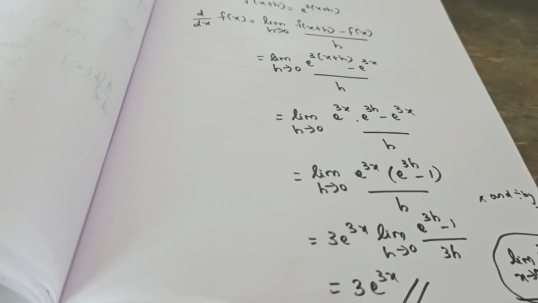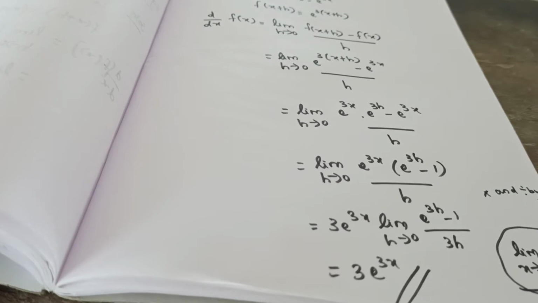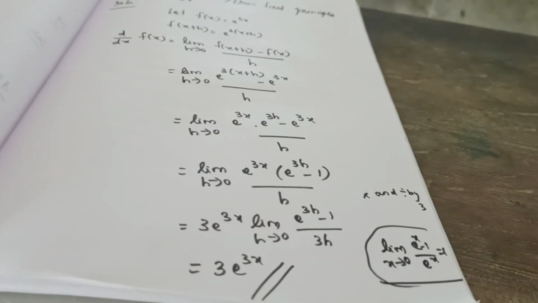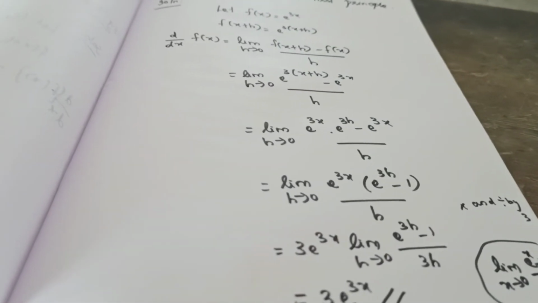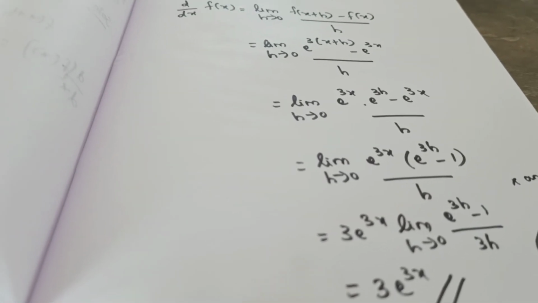Understand students? Have you got it? So finally what you do? We will multiply and divide by 1/3 to make it in this form. So because of that you get the answer. Understand? Okay.